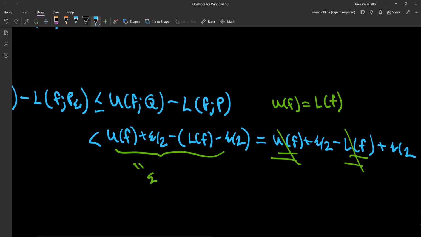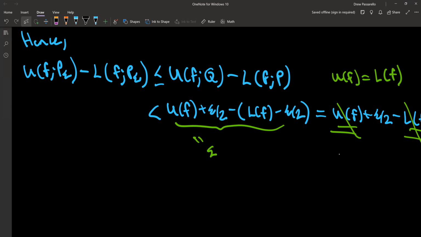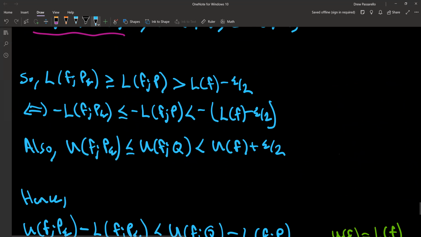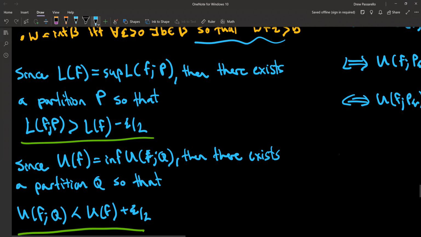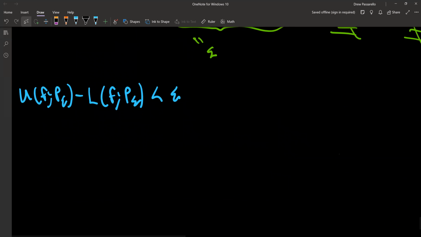Therefore, we formed a refinement P of epsilon so that the upper sum of it minus the lower sum is less than epsilon for all epsilon, since epsilon was arbitrary. All right, so that completes the proof in that direction. Now the other direction.